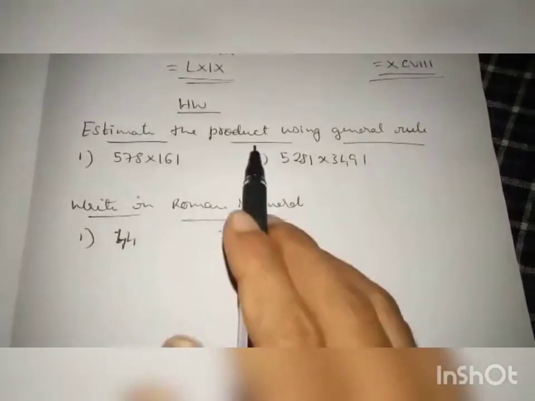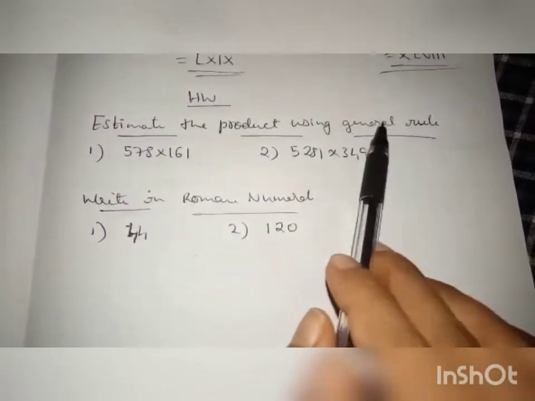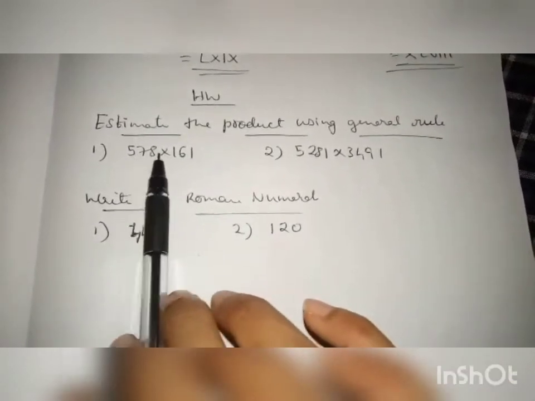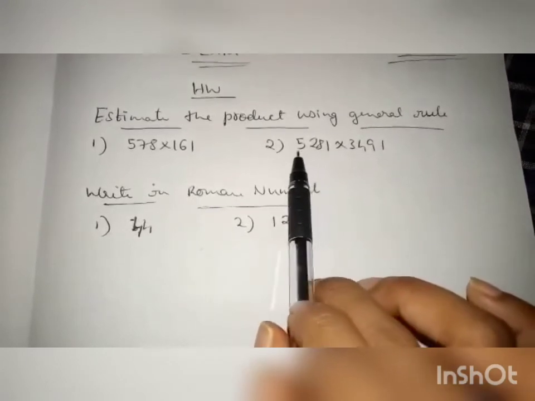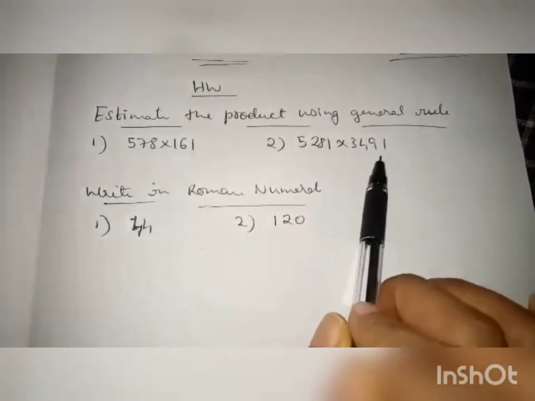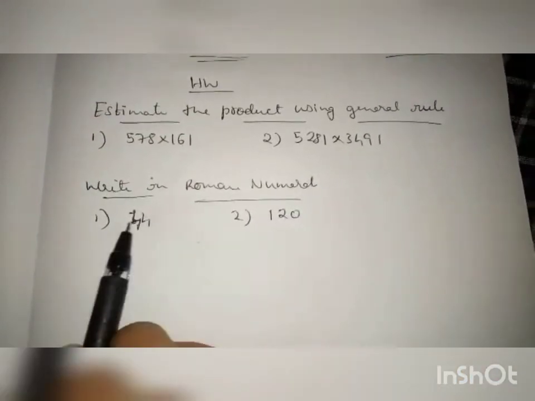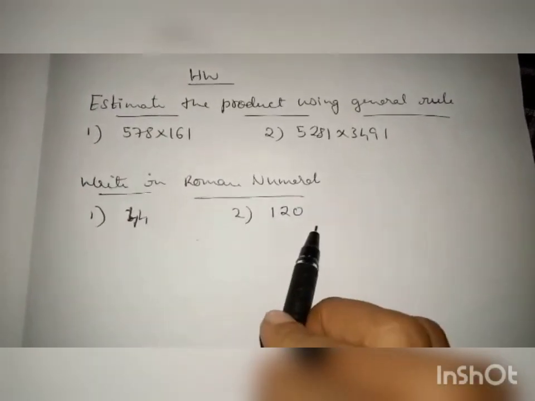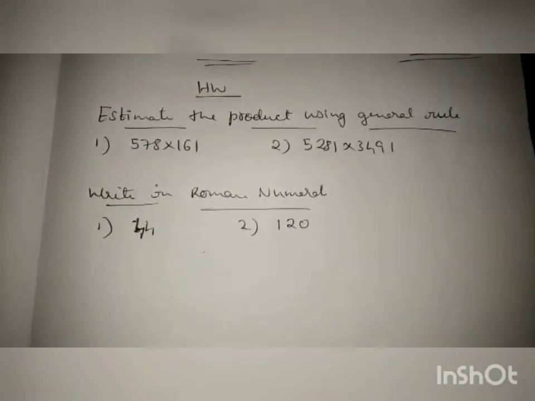Students, take down some homework problems. Estimate the product using general rule. 578 into 161. Second one, 5281 into 3491. Next question, write in Roman numerals. First one 44, second one 120. Students, write these homeworks in your homework book.